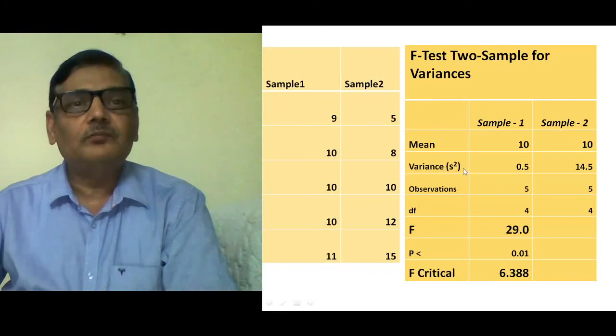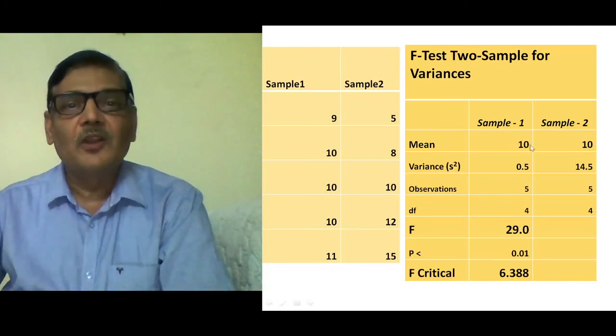these are the tables which show all the information about this particular observation. That is, the mean values of both the samples are 10, because it is a computer generated table. So we can see the important characteristics in it. Both samples have a mean value of 10. The variance of the first sample is 0.5, which means very little variation among the observations, whereas sample 2 has its variance as 14.5. So this will be S2 square, and this will be divided by S1 square.